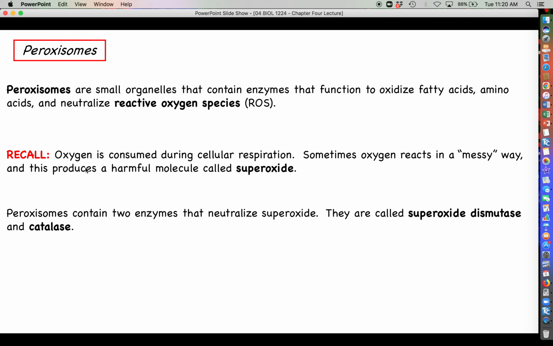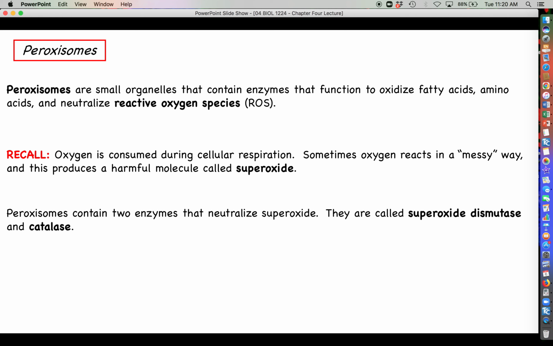Well, if we think back to cellular respiration, it consumes oxygen, which organisms get from the air. That can sometimes be a little bit of a messy process in reducing oxygen into something that's not completely dangerous. So sometimes the cell doesn't handle this very well, and the cell will produce a harmful molecule called superoxide. This is a very highly reactive molecule. If it's allowed to run rampant inside the cell, it can damage the DNA, damage proteins, damage cell membranes, so it can cause a lot of damage to cells.